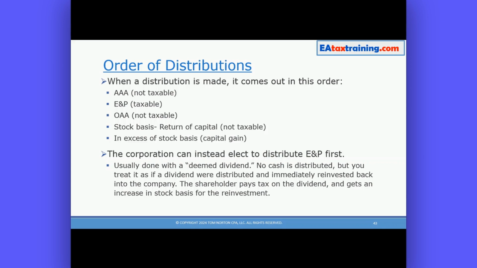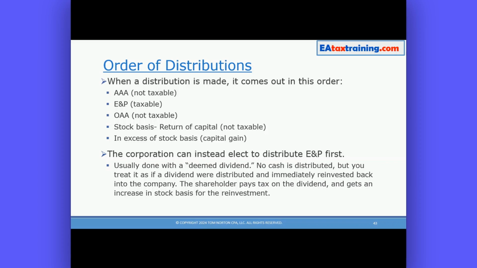So the shareholder pays tax on that dividend, and they get an increase in their stock basis for the reinvestment. So remember, one of the things that increases stock basis is additional investments into the corporation. So this is an investment in the corporation. They took the dividend that they received and they reinvested it back into the corporation. So this is a clue as to why they may do this.